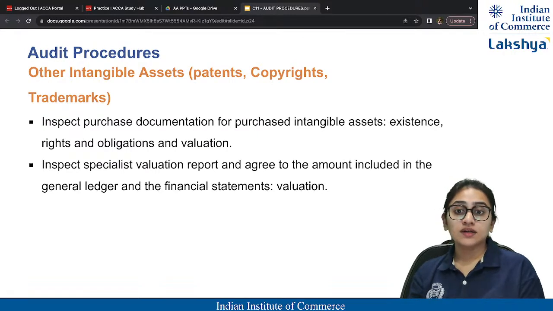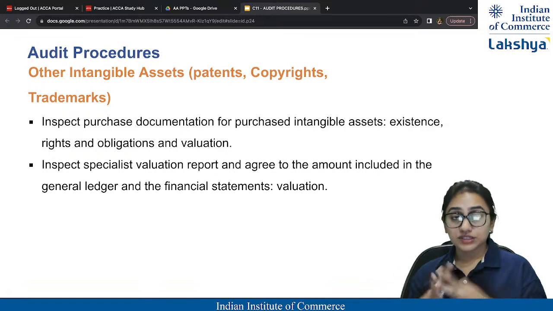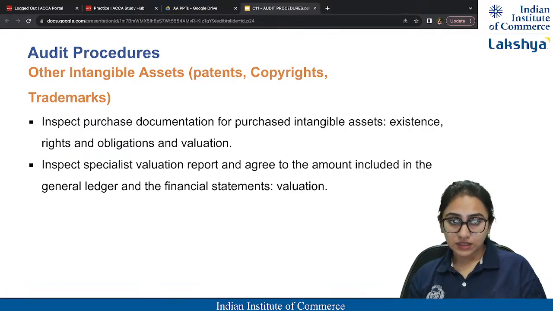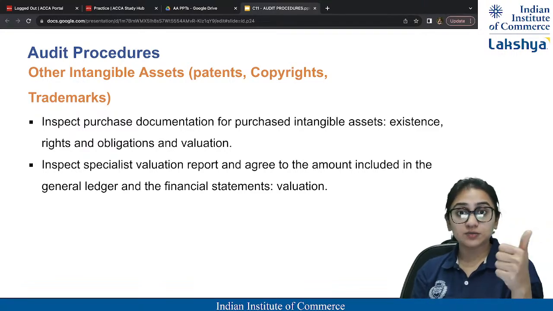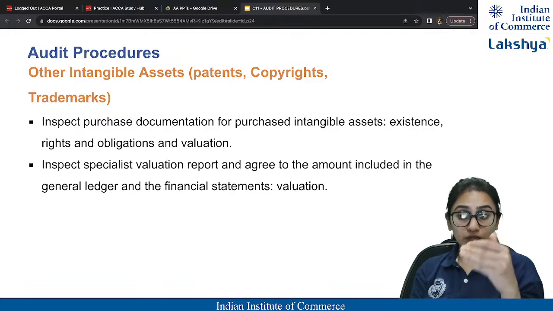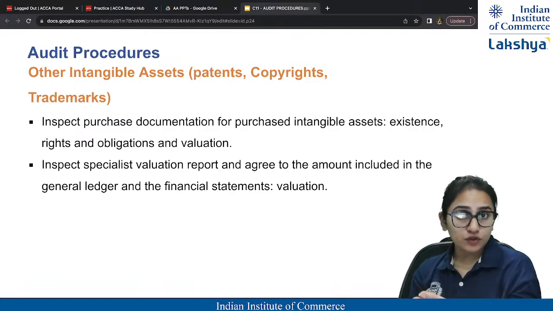Then for patents, copyrights and trademarks, I have purchased the patent, so I have paid the money. So inspect purchase documentation to make sure that I have purchased. One more point I can add here: inspect the cash in bank to ensure that I have made the payment for that patent, really, if I have made the payment.